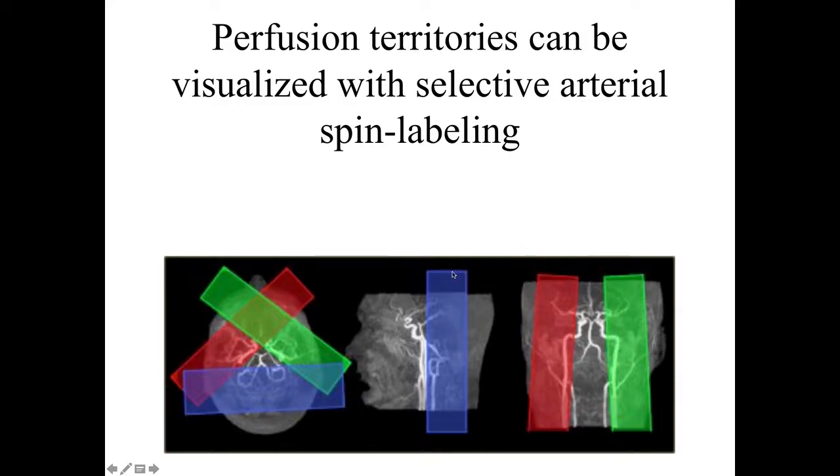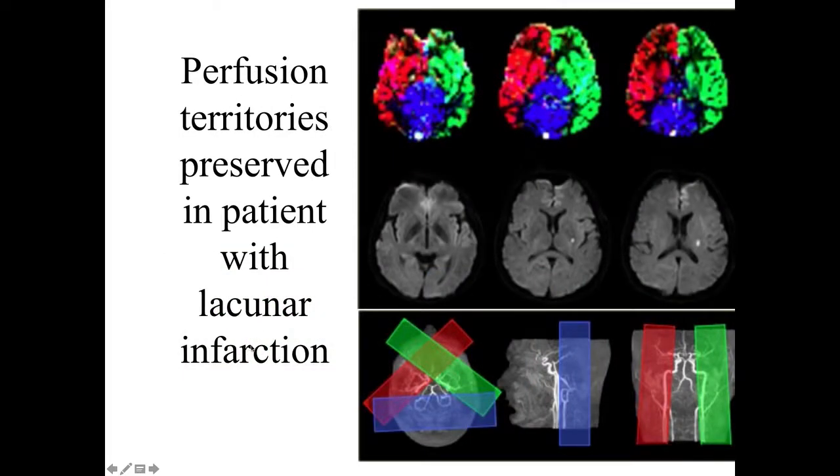And so this posterior type of circulation is being depicted here, and then the domains of the right and left anterior and middle cerebral arteries are being shown with the green and red blocks there. And what that does is that it allows people to visualize and track what kinds of perfusion territories are actually happening in different patients that have these types of issues.